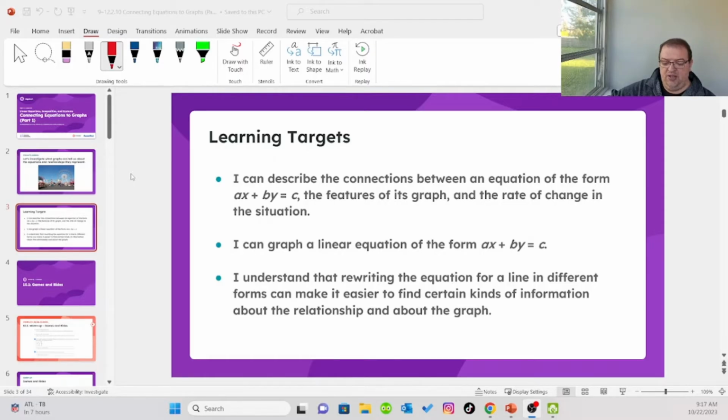And number three, I understand that rewriting the equation for a line in different forms can make it easier to find certain kinds of information about the relationship and about the graph. So at the end of the lesson, if you're comfortable with all three of these, then consider this lesson a success. If you still have questions, then please bring those questions to class so that I can clarify those answers for you.